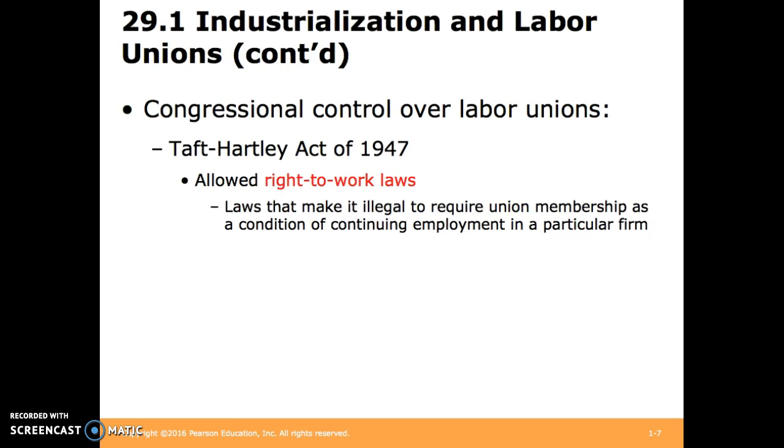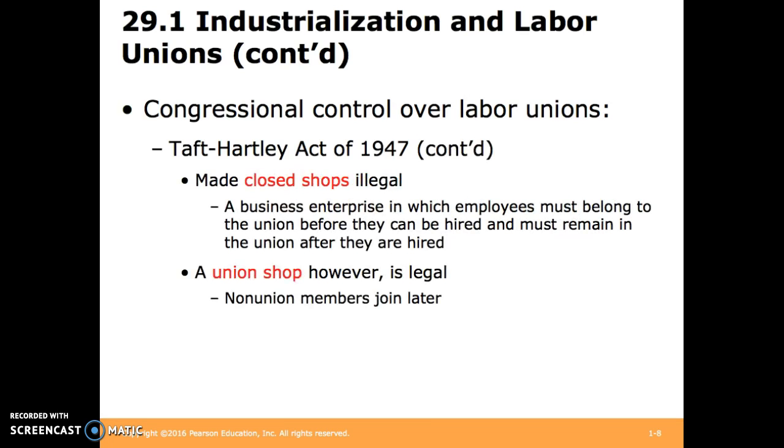This act allowed the right-to-work laws, which is just a law that makes it illegal to require union membership as a condition of continuing employment in a particular firm. It also made closed shops illegal. These are businesses in which employees must belong to the union before they can be hired and must remain in the union after they're hired. However, union shops are legal. This is just a shop where non-union members can join later.